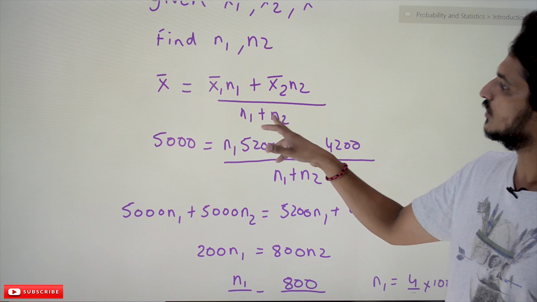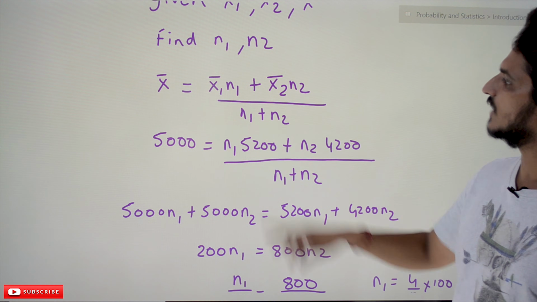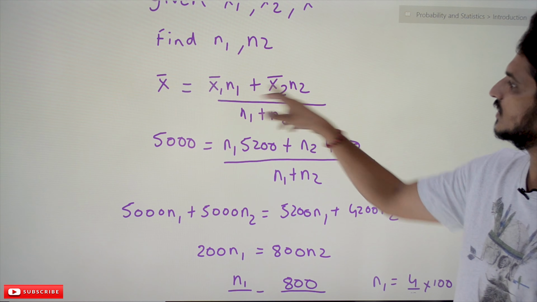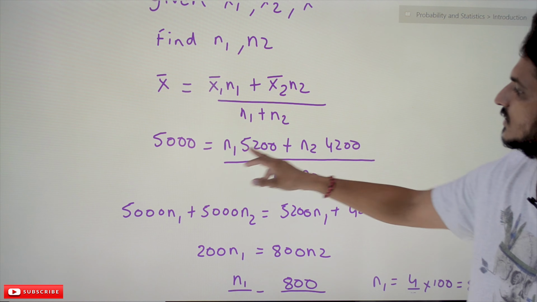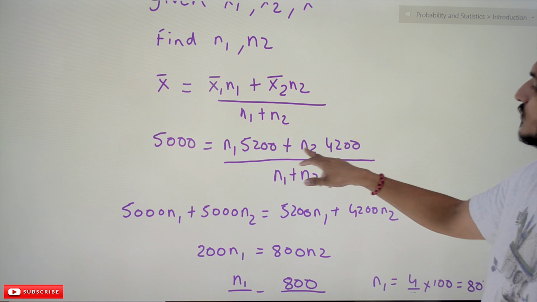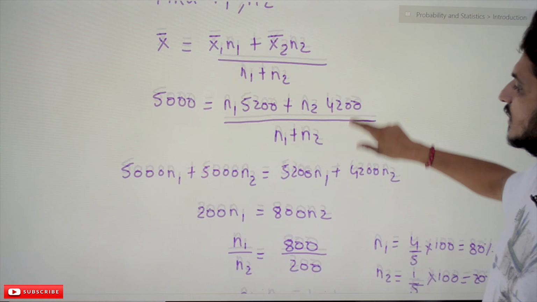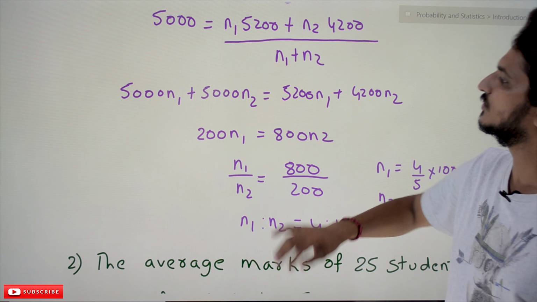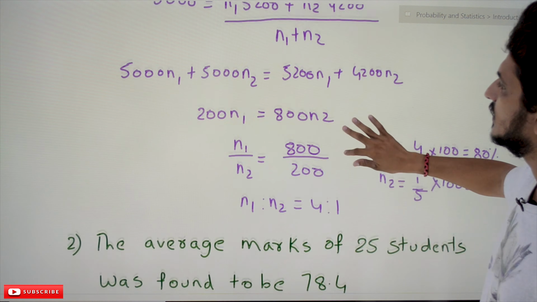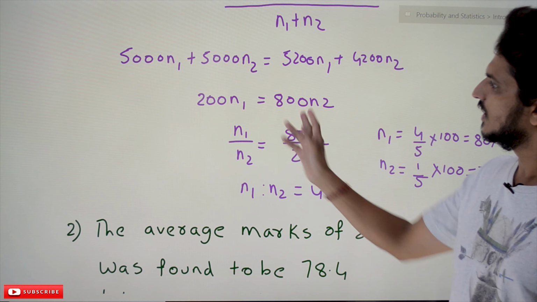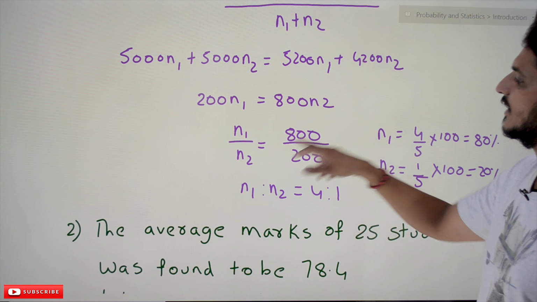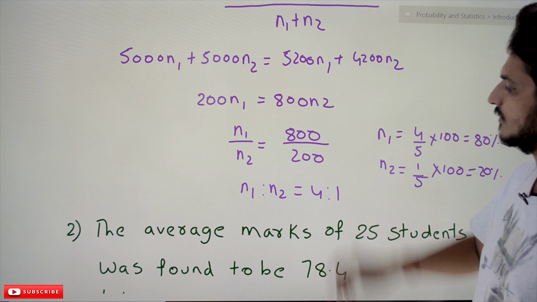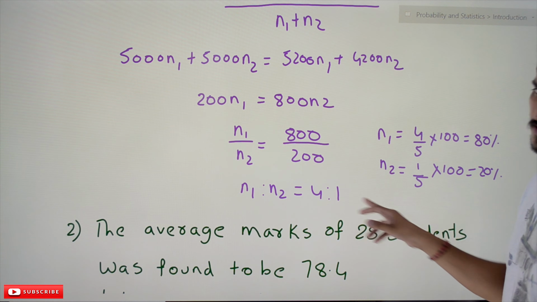In this we don't have the values of N1, N2. N1 means number of male employees, N2 number of female employees. This is what the equation says. 5,000 is equal to, if you substitute, N1 5,200 plus N2 4,200 divided by N1 plus N2. If you take N1 plus N2 to the other side, you will get the equation like this. If you subtract them, 200 N1 is equal to 800 N2, N1 by N2 is equal to 800 by 200, N1 is to N2 is equal to 4 is to 1.